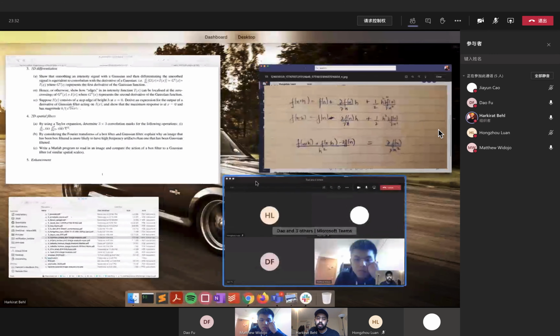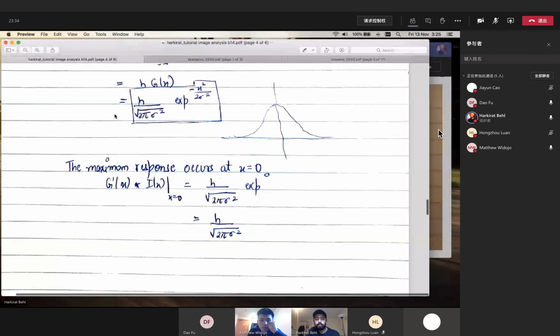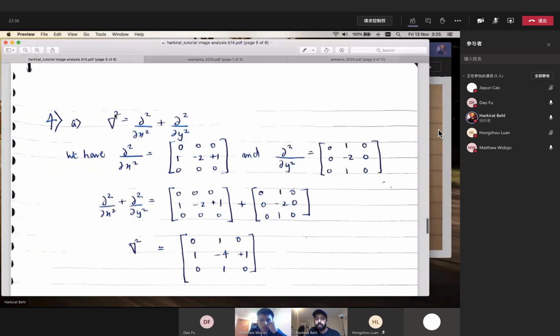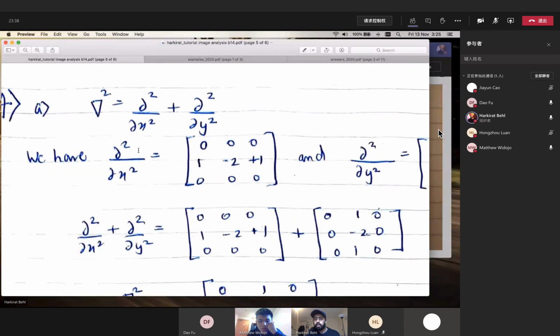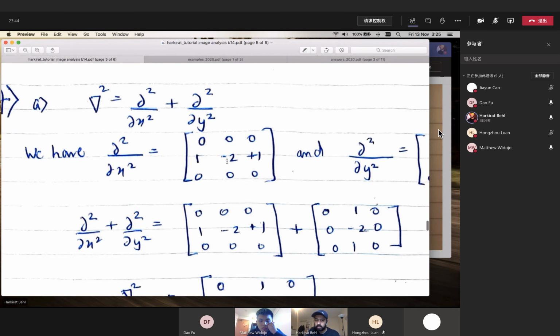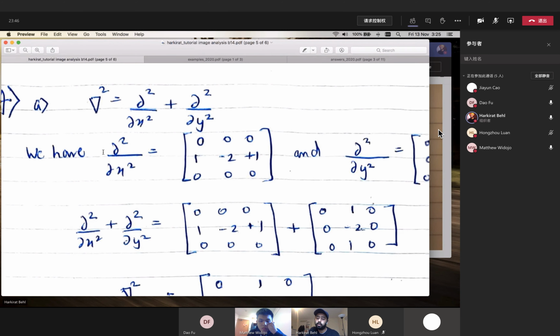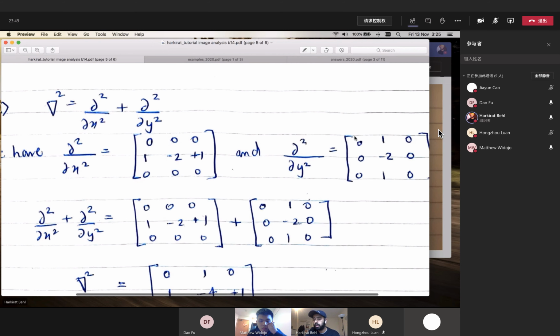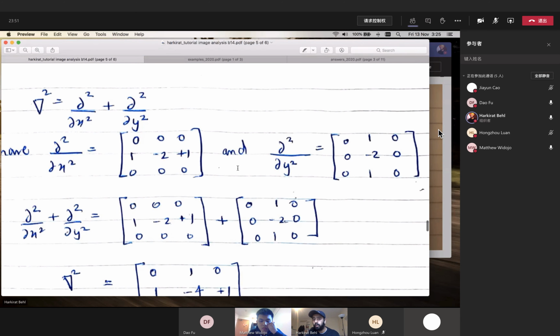So now let's have a look at the answer once. So we derived the second order derivative. It was written as f of x plus h plus f of x minus h minus 2 times f of x. So this is the form for the second order partial derivative. Similarly, you can derive it for the second derivative in terms of y.